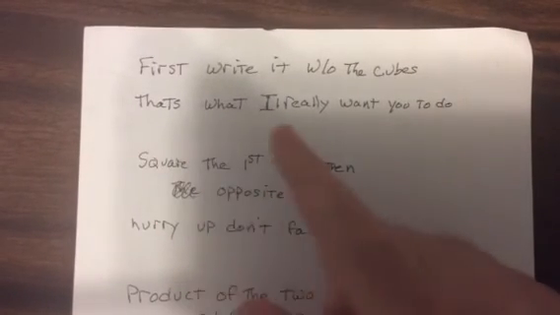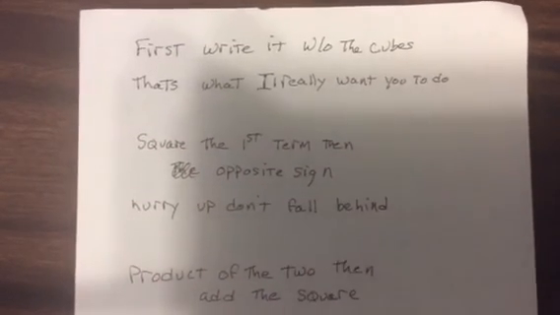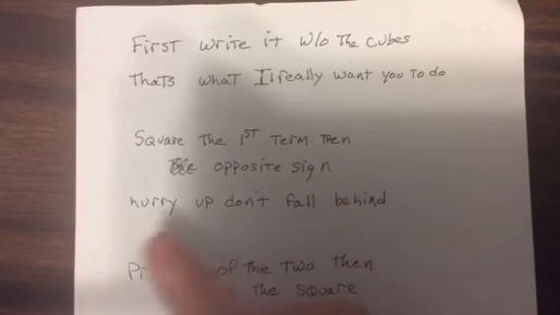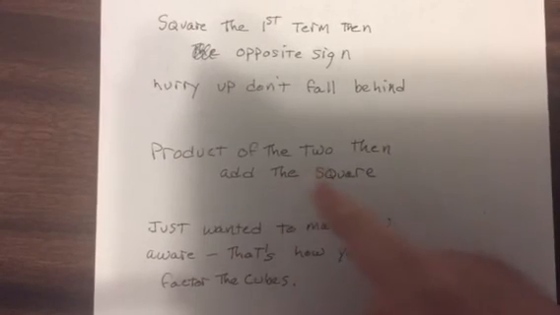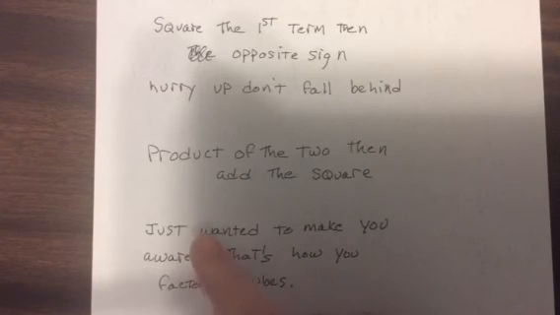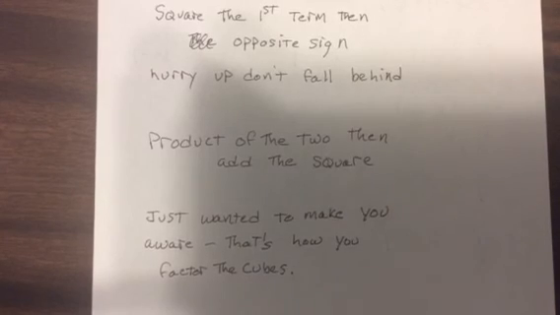First, write it without the cubes. That's what I really want you to do. Square the first term, then opposite sign. Hurry up, don't fall behind. Product of the two, then add the square. Just wanted to make you aware. That's how you factor the cubes, whether you're home or in the school.